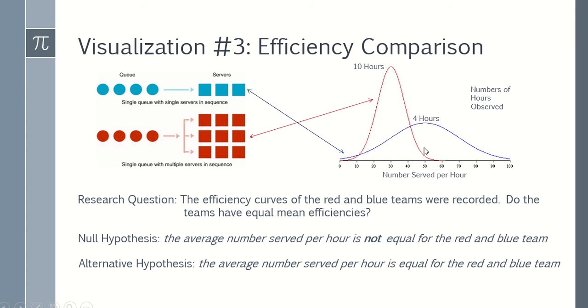From looking at the graph, we can see that these bell curves differ: one is more spread out, the other one is a lot more narrow, and the mean seems to be different for each curve. So most likely, the average number served per hour is not equal, but we will have to test it.